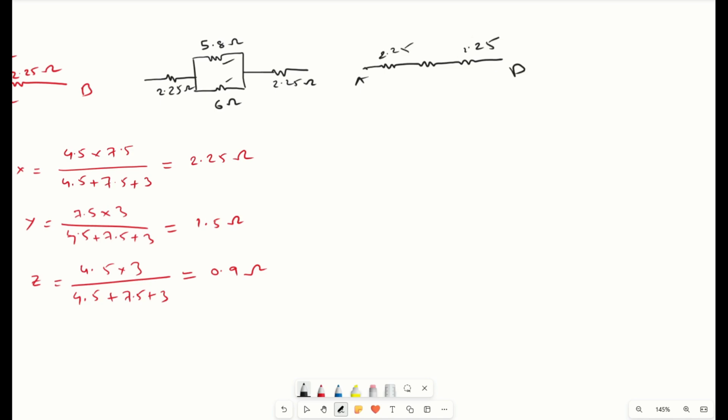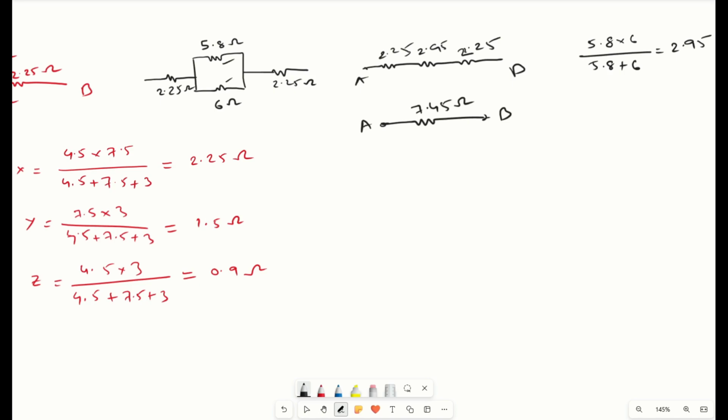Finally, 2.25, 2.25, and the middle one comes out to be 2.95 ohm, right? So if you are having any doubt, for parallel resistance this is what we do, if you remember. So this is 2.95. Now combining all of them, in series we just add them, so 2.25 plus 2.95 plus 2.25 will come out to be 7.45, which is our answer.